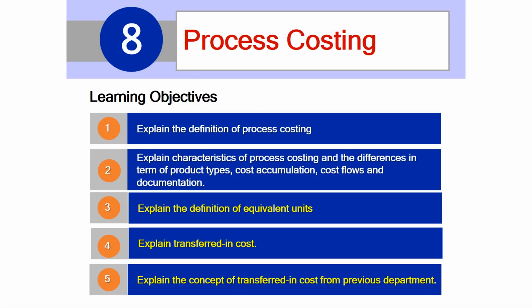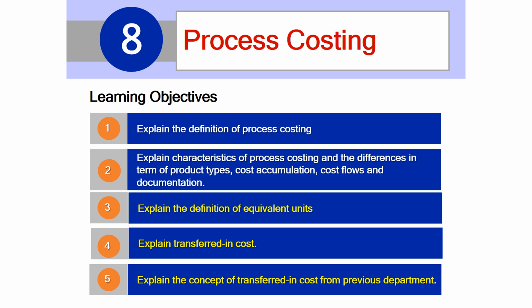After this lesson, students must be able to meet the following learning objectives. 1. Explain the definition of process costing. 2. Explain characteristics of process costing and the differences in terms of product types, cost accumulation, cost flows and documentation. We have done this too in the first part. For this lecture, the learning objectives are: 3. Explain the definition of equivalent units. 4. Explain transferred in cost. 5. Explain the concept of transferred in cost from previous department.